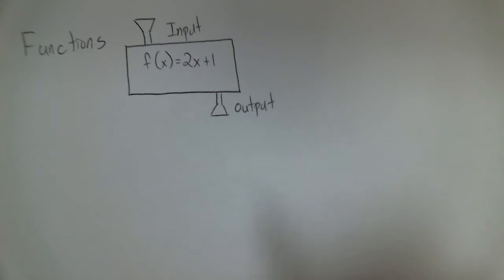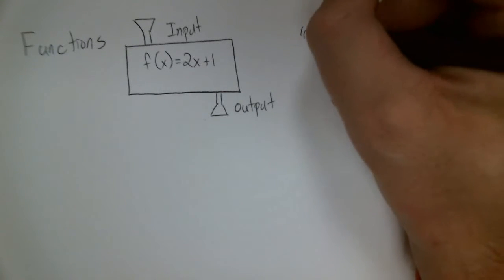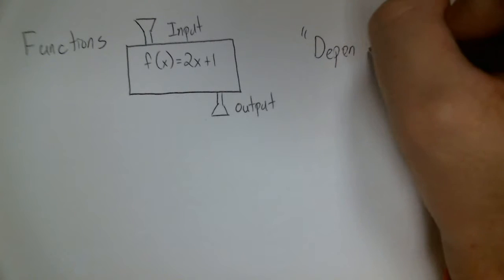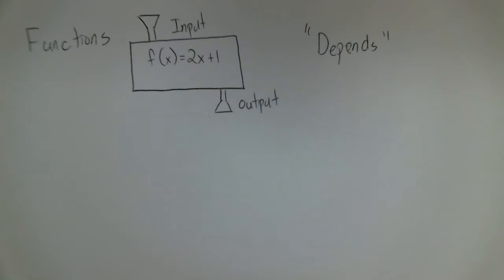The word that I want to populate into your brain when you see and hear the word function is, I want you to think of the word depends. That's why we have independent and dependent variables. A function is nothing more than a simple way of saying that one quantity, one variable depends on another. One thing is dependent on another. I can't tell you the output until you give me the input.